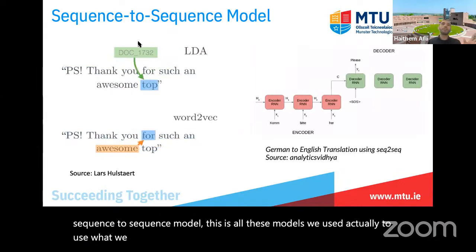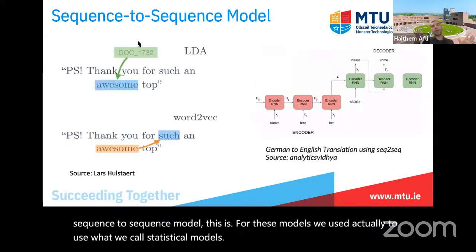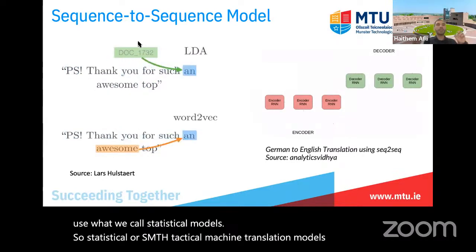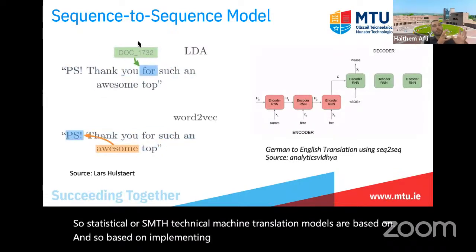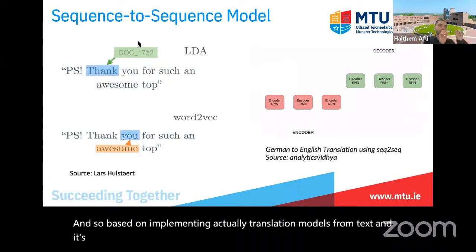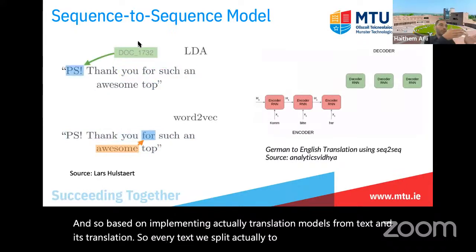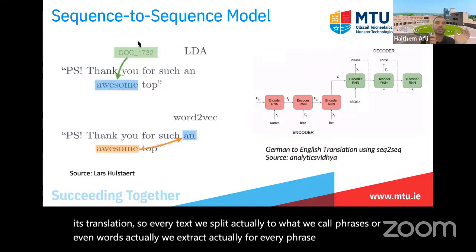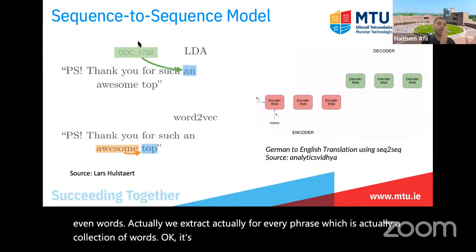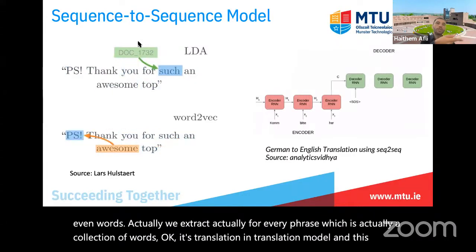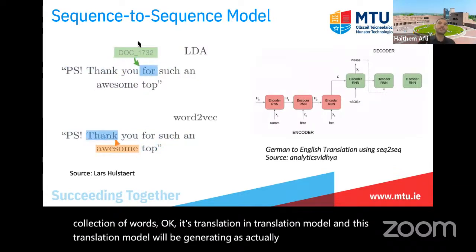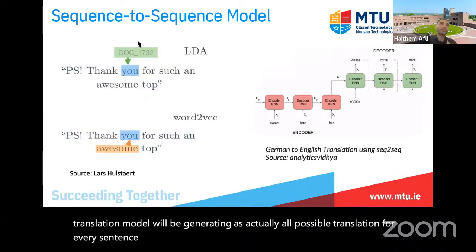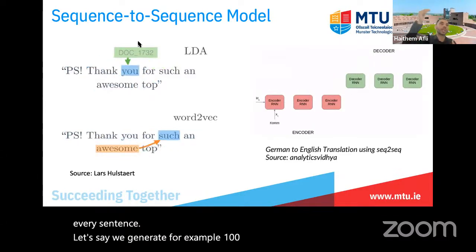Statistical machine translation, or SMT, models are based on building translation models from text and its translation. Every text we split into what we call phrases, or even words. For every phrase, which is a collection of words, we extract its translation in a translation model. And this translation model will generate all possible translations for every sentence. Let's say we generate, for example, 100 possible translations.